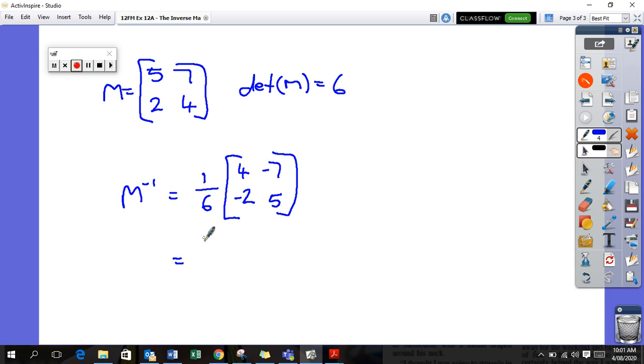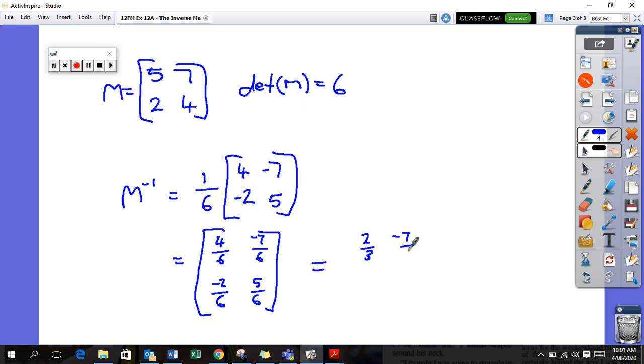and that's going to equal 4 over 6, negative 7 over 6, negative 2 over 6, and 5 over 6. If we did that with decimals, they're going to be recurring decimals because that's divided by 6. We could neaten it up. We could call it 2 over 3, negative 7 over 6, negative 1/3, and 5/6. Or we could use the decimals.